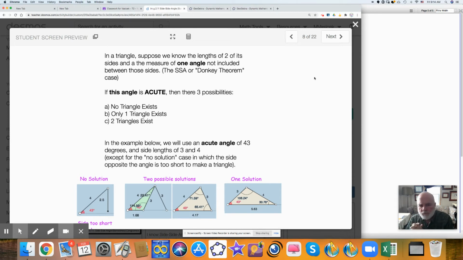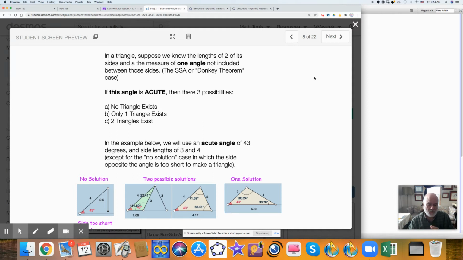So in a triangle, suppose we know the lengths of two of its sides and one angle that is not included between those two sides. This is the SSA, or donkey, theorem. If this is an acute angle, then there are three possibilities.